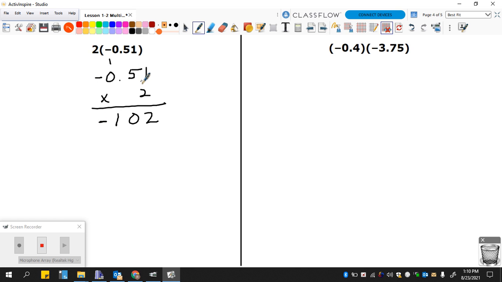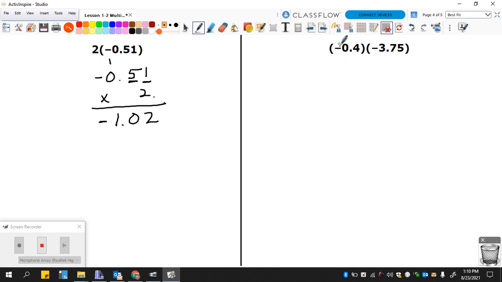Now, here's where the decimal comes in. The 5 and the 1 are behind the decimal point, and here the decimal point comes after the whole number, so there's none on the second number. So we have 2 numbers after the decimal point. Start here at the end and come over and put the decimal point between the 1 and the 0, so you have 2 numbers after the decimal point. So it's -1.02.